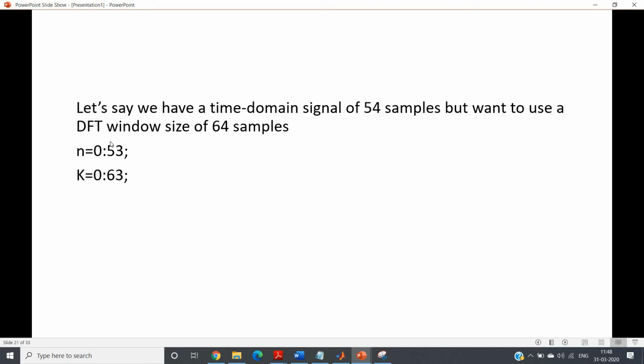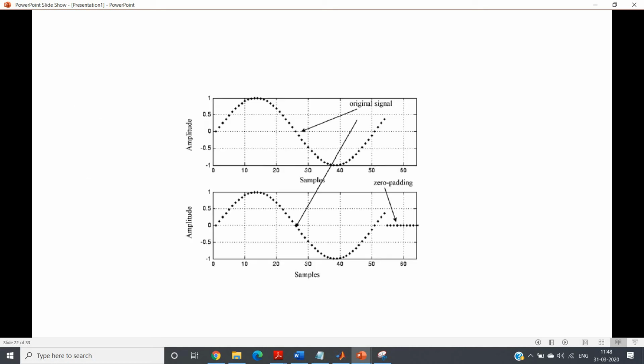So what will we do? We cannot simply increase the capital N value. By increasing capital N, k will go from 0 to N minus 1, that is okay. But what about the time domain? We will have 0 to 53 only. What about the rest, from 54 to 63? Simple. If we have nothing in the time domain but we require something, we simply pad zeros in that part.